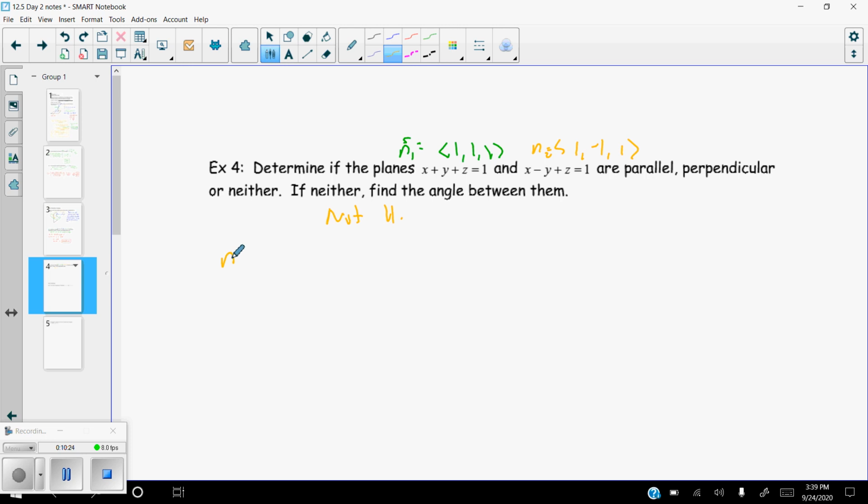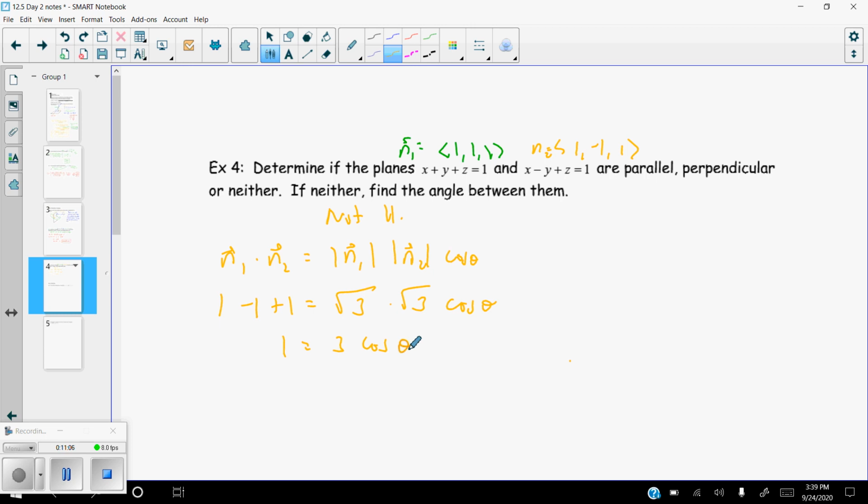So we're going to do N1 dot N2 equals magnitude N1, magnitude N2, cosine of theta. The dot product is going to give us 1 minus 1 plus 1. Well, that's definitely going to be 1, so it's not 0. So now we actually have to find the magnitudes. The magnitude of N1 is going to be the square root of 3. They probably handle that one pretty easily. The magnitude of N2 is also the square root of 3, times the cosine of theta. So square root of 3 times square root of 3 is 3.